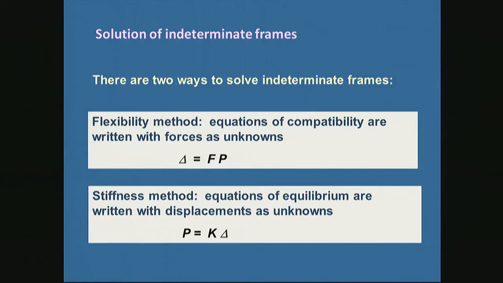Now, there are two ways to solve indeterminate frames. This is the Maxwell method, the flexibility method, where you write the equations of compatibility with forces as unknowns. And the stiffness method is the reciprocal way of doing it, where the unknowns are the deflections, and you write equations of equilibrium. Now, as it happens, this latter one is the method that we find most useful. The Maxwell method is not so easy to automate. Some people use it, I believe, but almost universally it's the stiffness method that is used.